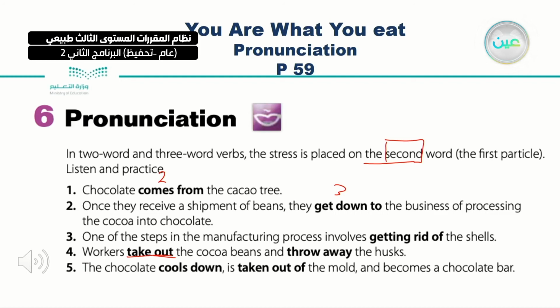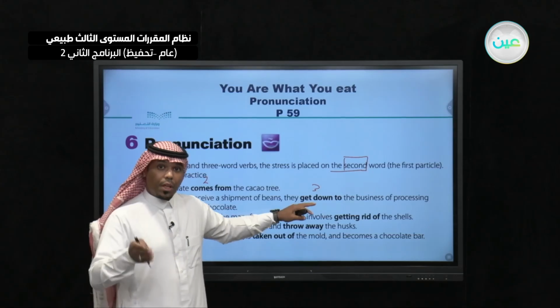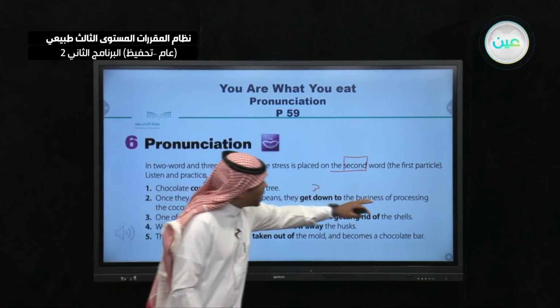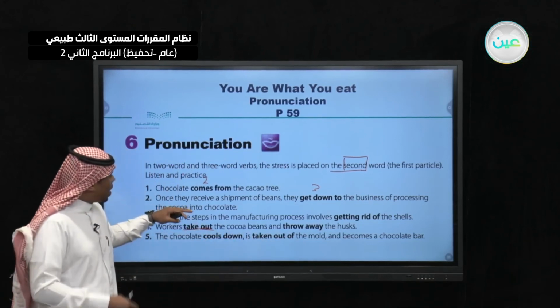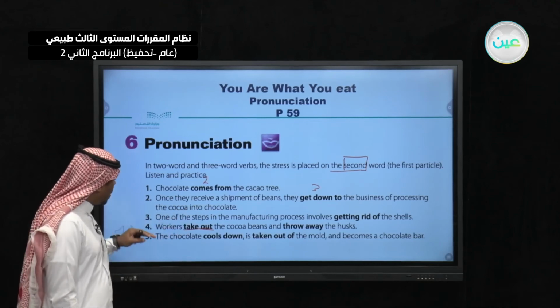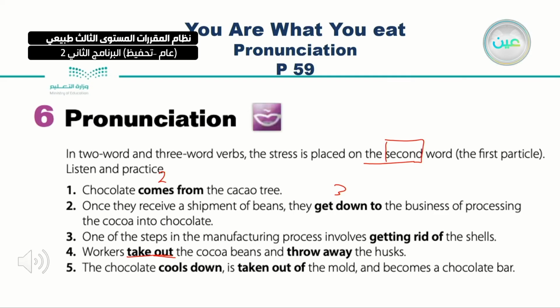Number 2. Once they receive a shipment of beans, they get down to the business of processing the cacao into chocolate. You can see here, for example, get down to. Number 3. One of the steps in the manufacturing process involves getting rid of.